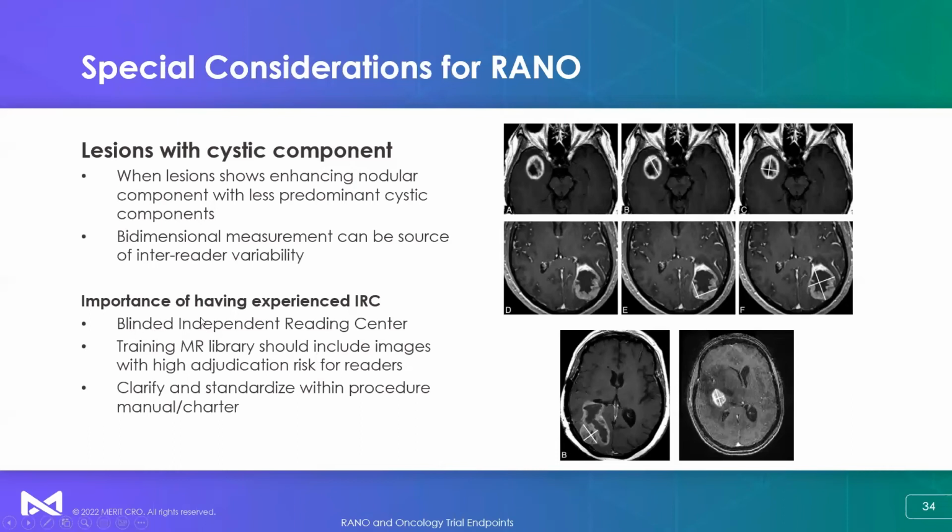But in such cases, the blinded and independent reading center could become an important factor just to avoid and control these variability issues. Especially, the reading center should be training the readers and making sure they are following the standard of the reading center, so the training library should include these highly variable images to be read and trained. And also the standardized procedures and the charters can guide the reader to follow and read under the big umbrella rule of how to be more consistent within the study.